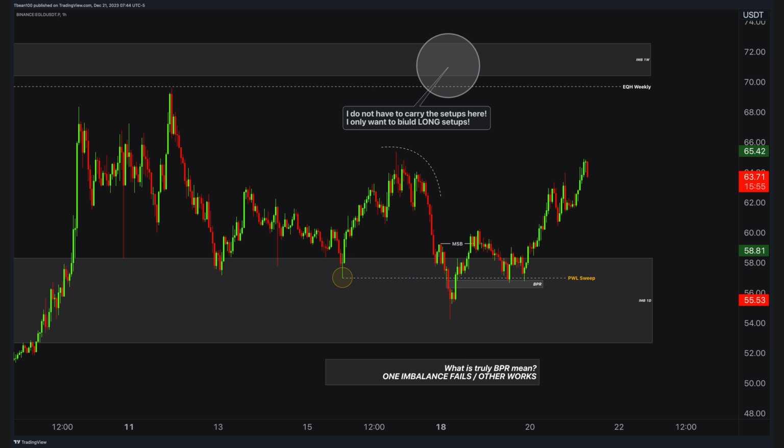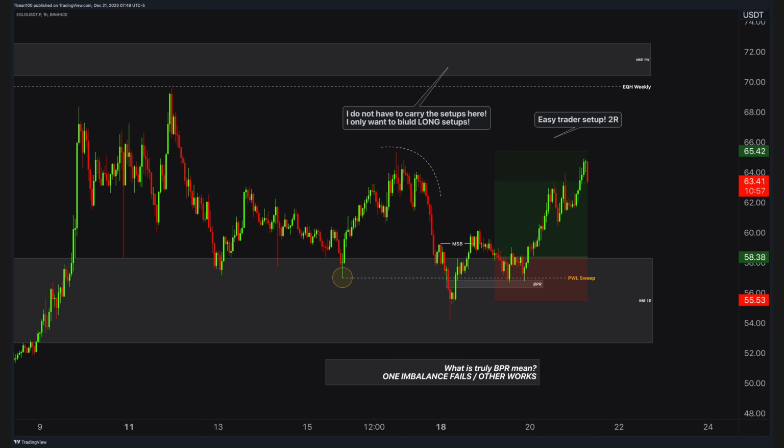Here is a side note. Our far away target is weekly imbalance and equal highs, but I do not have to carry the price there. All I need is building long positions, that's it. Let's start with the easy setups, lazy man setups. Building 2-hour or 3-hour setups with 30-minute or hourly charts, very simple trades. I have my target and overall entry.